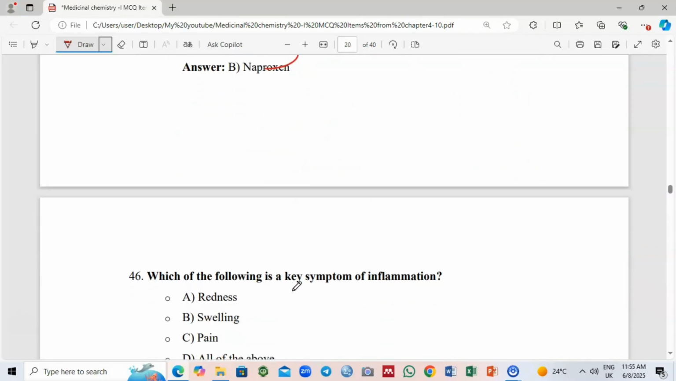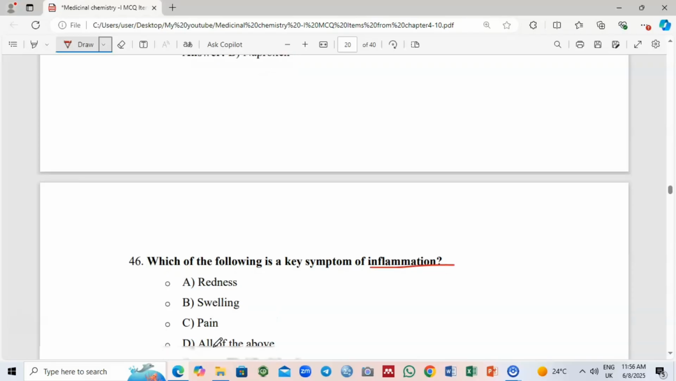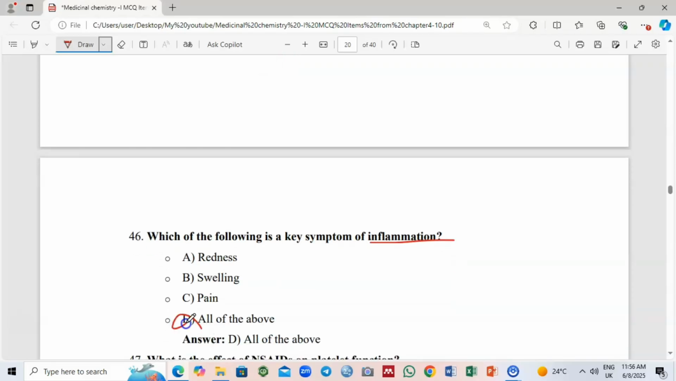Which of the following is a key symptom of inflammation? A. Redness, B. swelling, C. pain, D. all of the above. So all are symptoms.